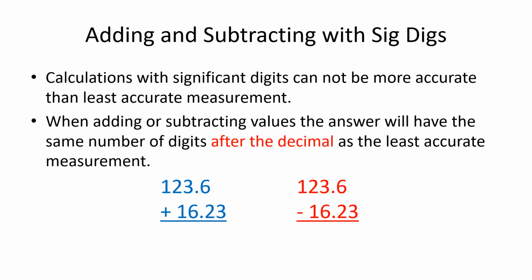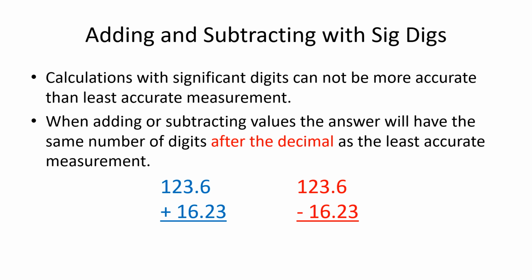Now, oftentimes when we make measurements, we're going to use them to do calculations with. And so once you do that, the number of digits you might get at the end of the calculation might be more than what we should have for our significant digits. So we have to have a few guidelines to follow when we're doing calculations with significant digits.